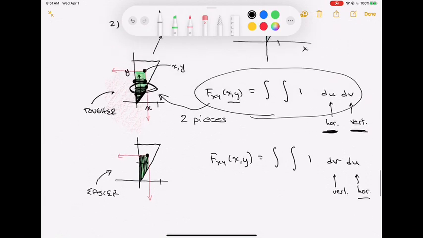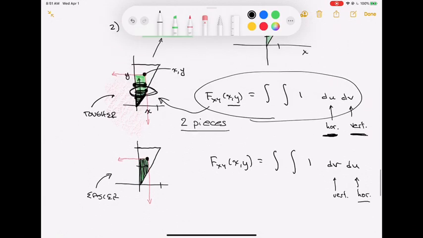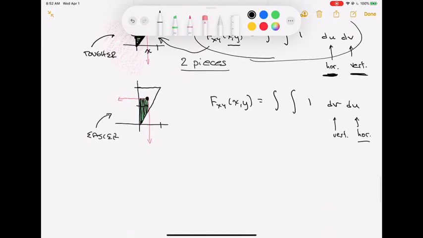Now, if you did it with these two pieces and you set everything up right, you'll get the same answer. You can get the correct answer that way. You just have to work harder. So let's work on this easier way and make sure that we understand how to set up the limits of integration and then how we carry out that integration as well. So I'm doing things on the vertical first, so I'm doing my dv.